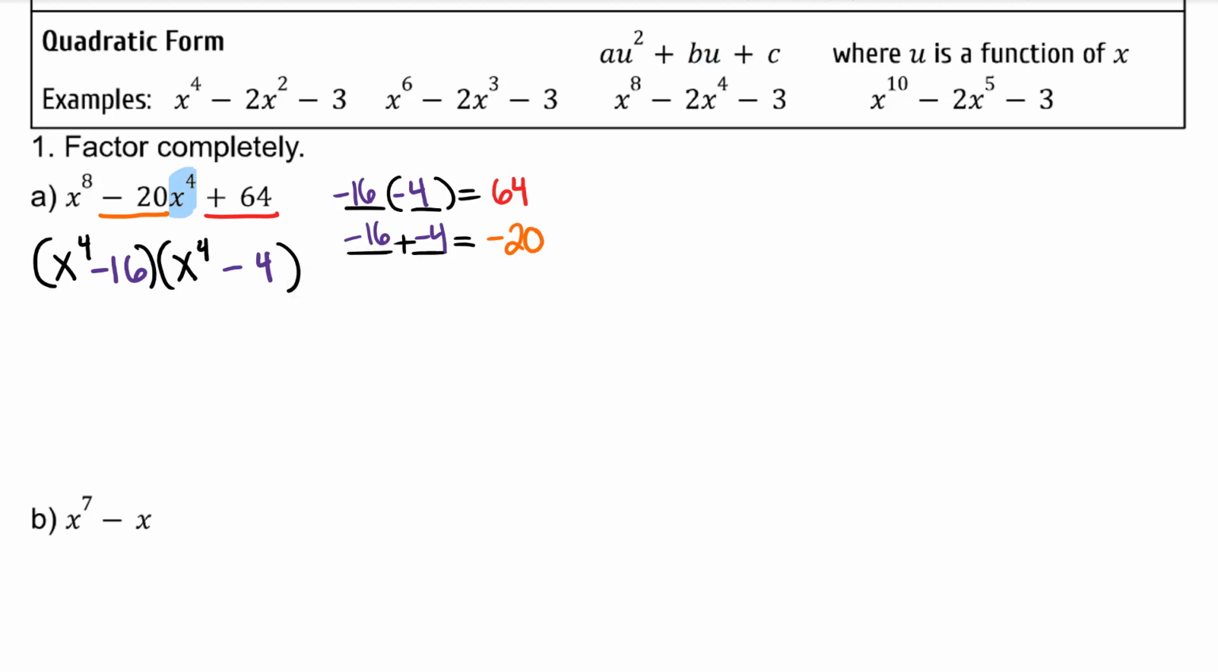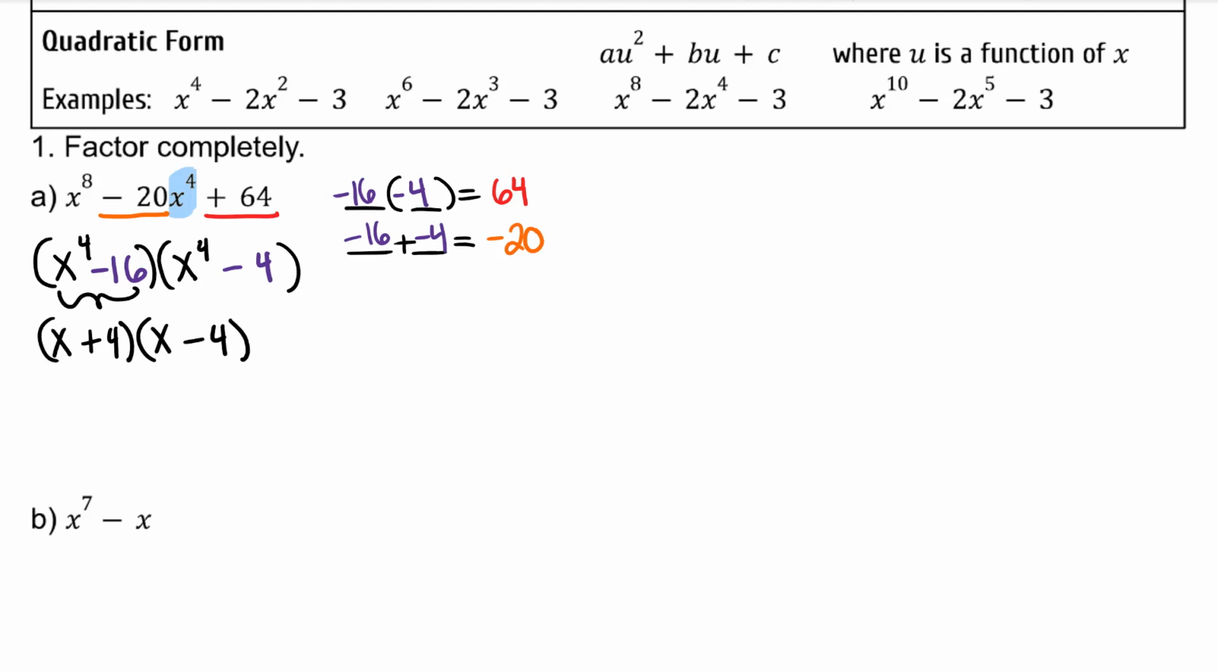Now, am I done factoring? Well, no. I actually noticed something special. X to the 4 is a perfect square. It is x squared squared. And 16 is a perfect square. It's 4 squared. And we're subtracting, so it's difference of perfect squares. So this first binomial will factor to be x plus 4, x minus 4.